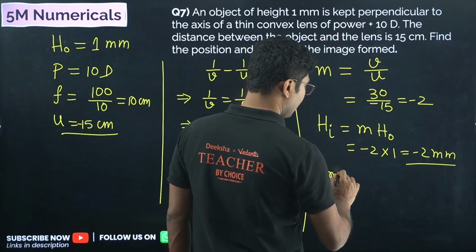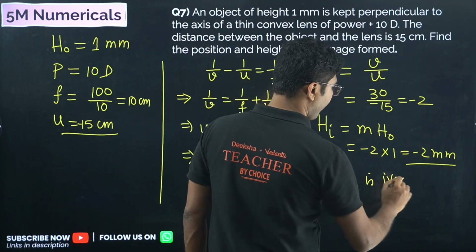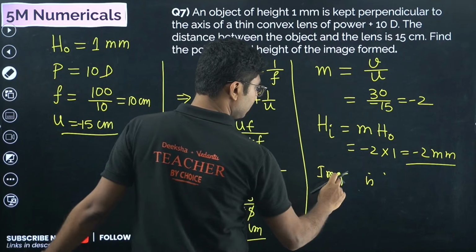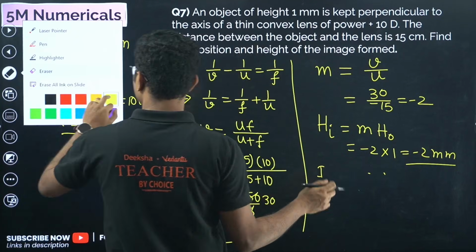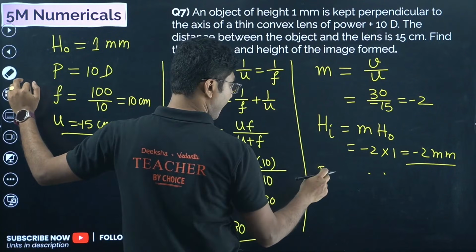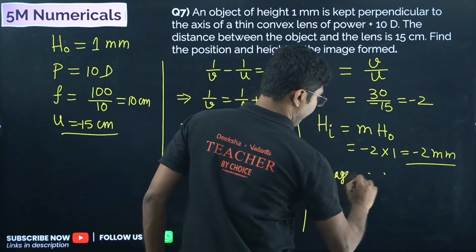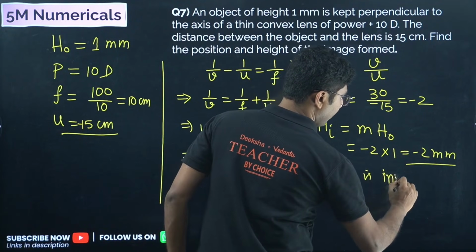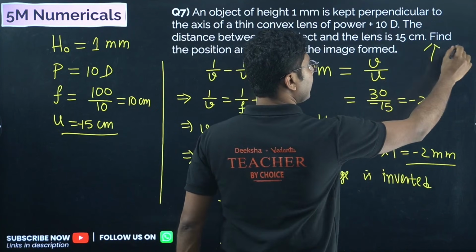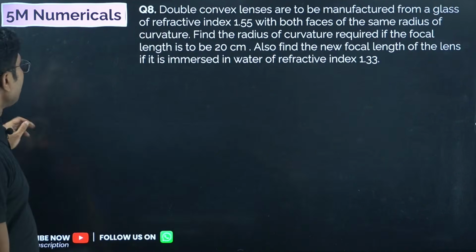The image is inverted. See, the object is like this, then the image will be on the opposite side. Okay, now let's move on to the next question.